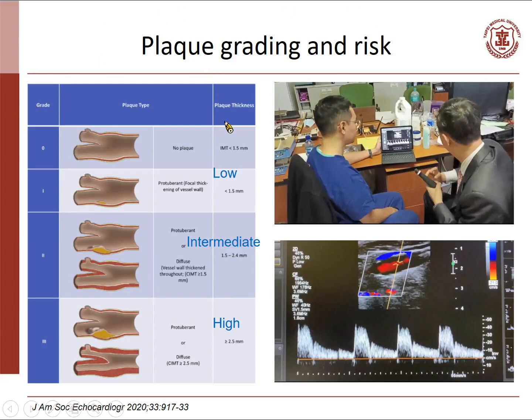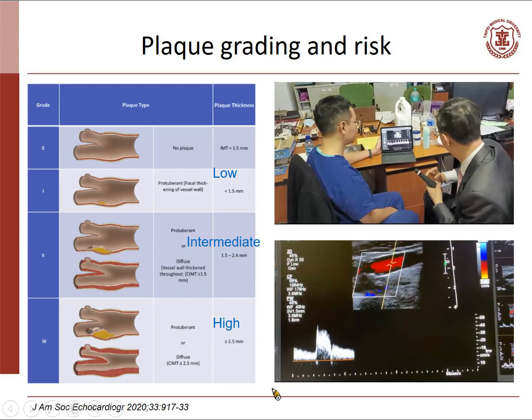So for grading the plaque, regarding the thickness of the plaque, there's a low risk if it's less than 1.5 millimeter, intermediate risk between 1.5 to 2.4 millimeter, and high risk for greater than 2.5 millimeter.